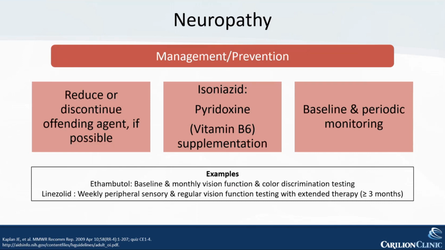One of the most common issues with neuropathies is patients not realizing that the neuropathy has anything to do with the medication. Some examples of monitoring would be ethambutol, where we do baseline and monthly vision function tests due to the optic neuropathy potential. And with linezolid, once we start getting longer courses, doing weekly peripheral sensory checks and vision function tests, because optic neuropathy is also a possibility with long courses of linezolid. We're talking like 3 months plus. So those are some potential examples of how you can implement monitoring plans in patients who are on longer courses of antibiotics.